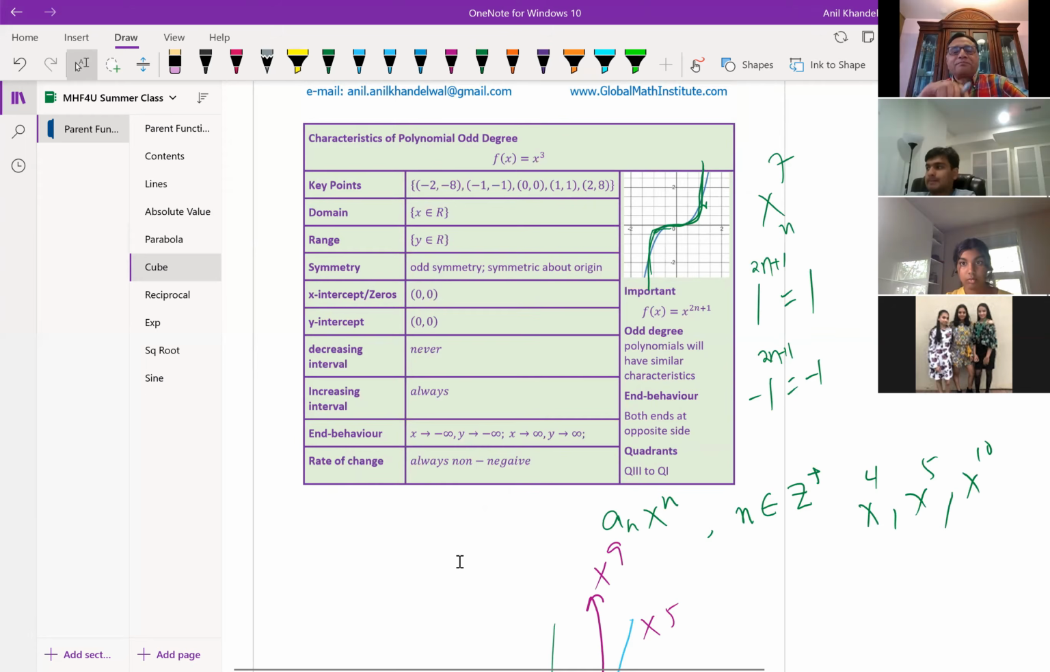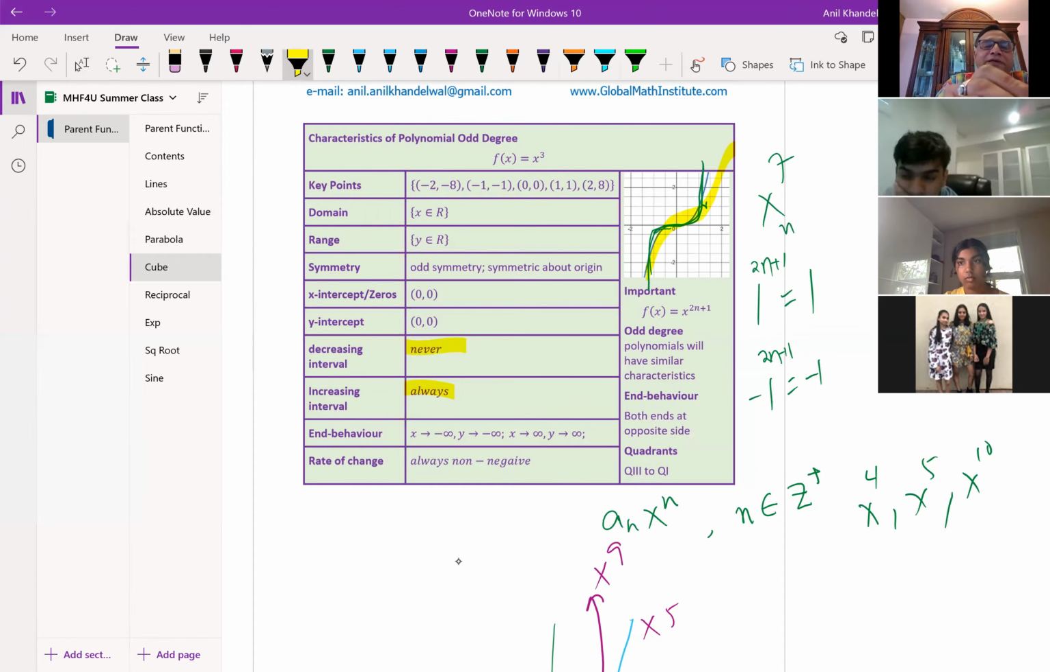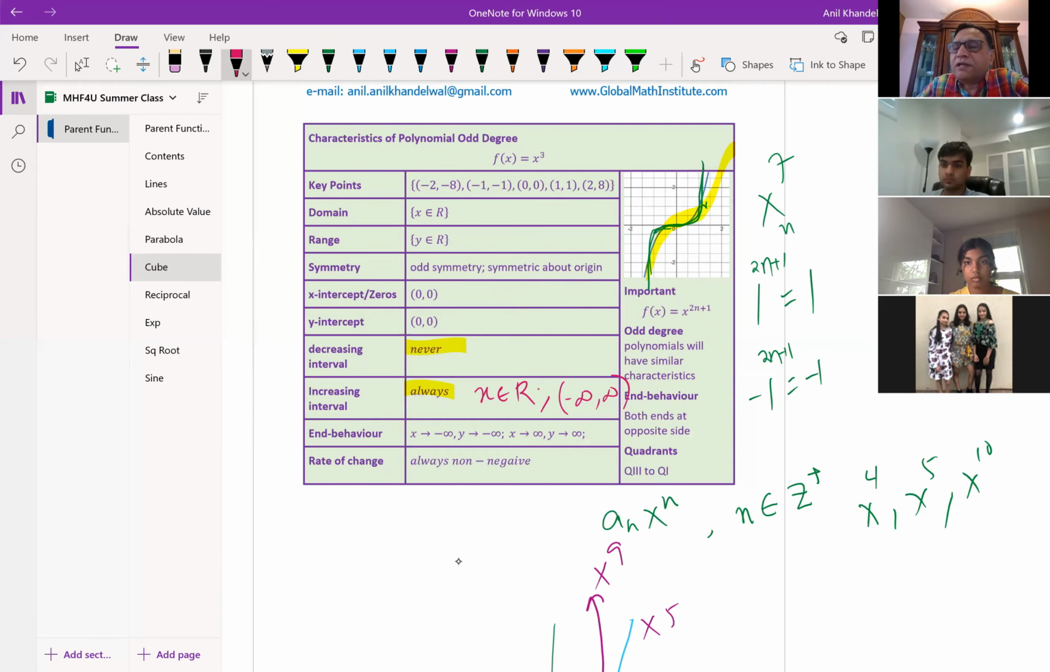Perfect. Now, this graph, is it ever decreasing? It is always increasing. When you see from left to right, it is always increasing. And therefore, the decreasing interval is never and the increasing interval is always. Now this you could always write as x belongs to real numbers. You could also write this as from minus infinity to plus infinity. Let me write it in short form, minus infinity. So these are different ways of writing the interval. Is that clear? Interval written in brackets.